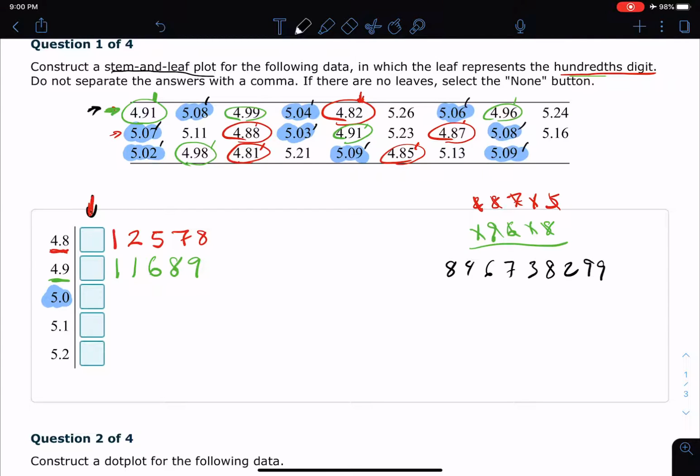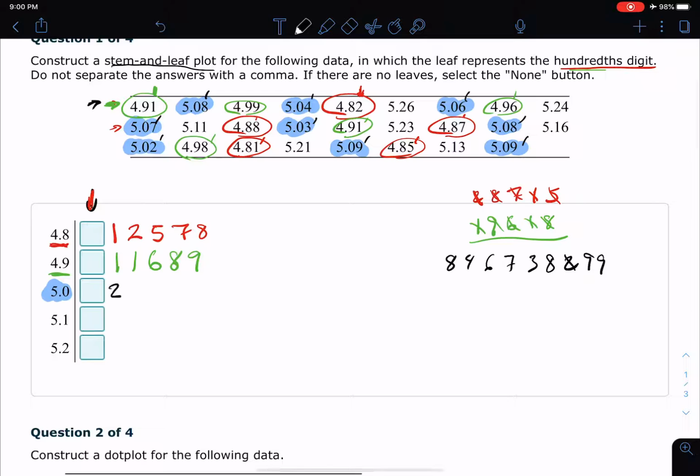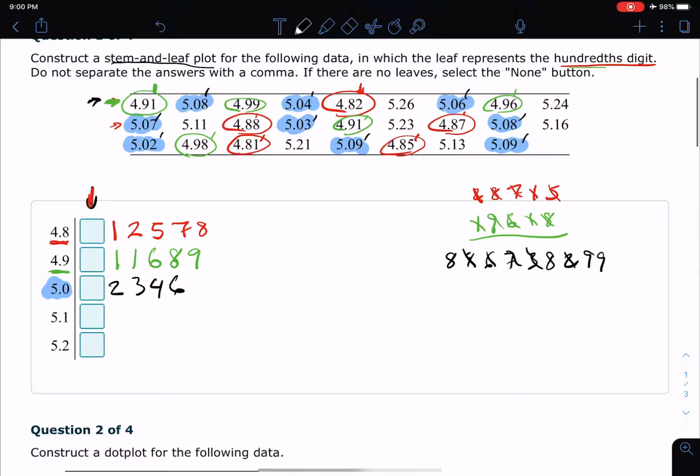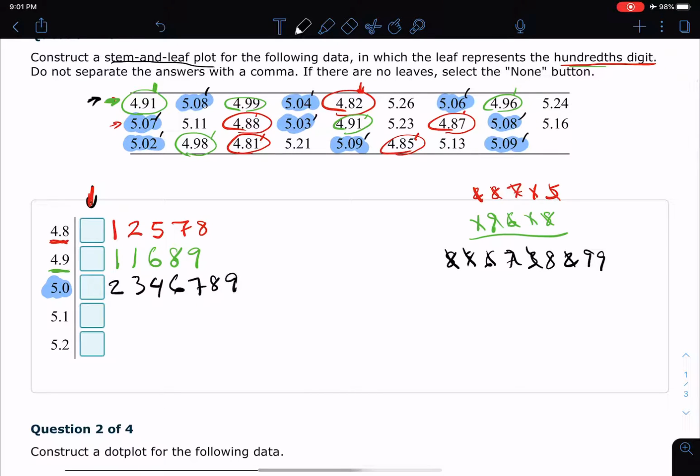The smallest value I think is 2, so that goes first. Then I've got 3. Looks like I've got a 4. No 5s. Looks like I've got a 6. Then there's a 7. There's an 8. And then 2 9s. 1, 2, 3, 4, 5, 6, 7, 8 items. 1, 2, 3, 4, 5, 6, 7, 8, 9 items.